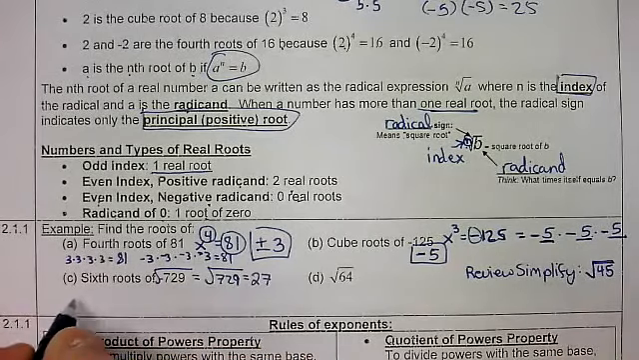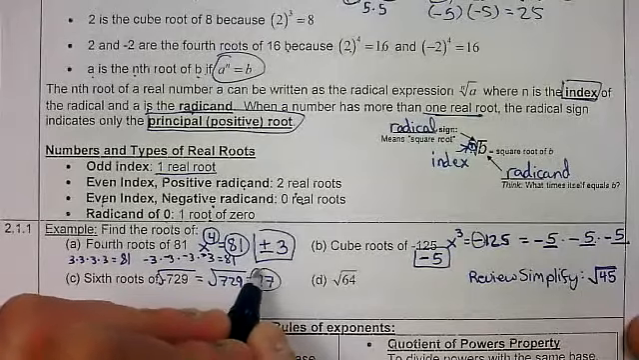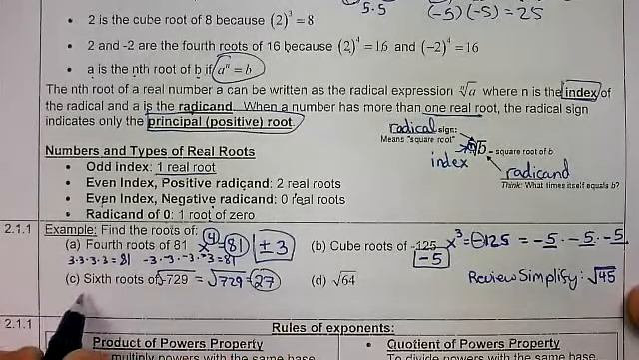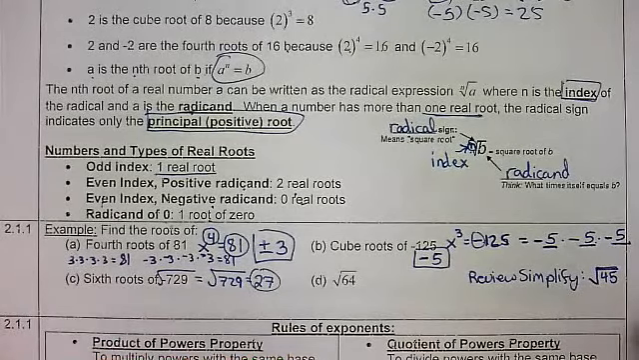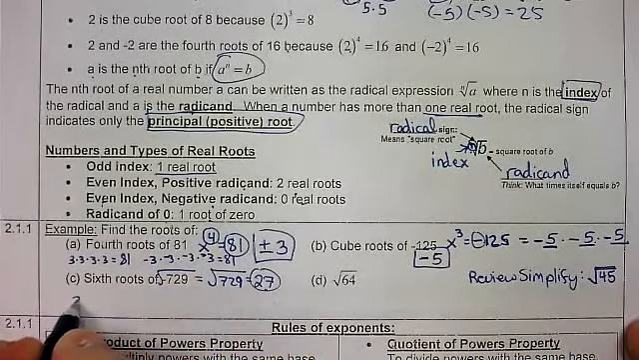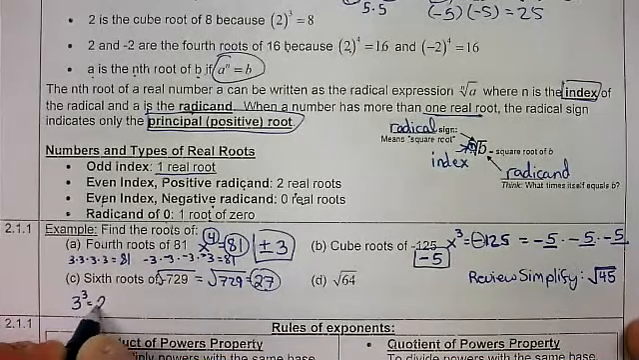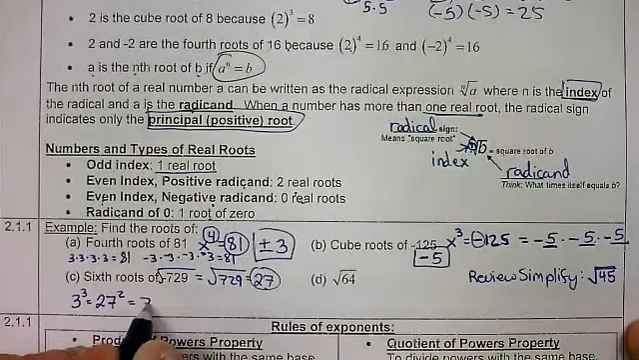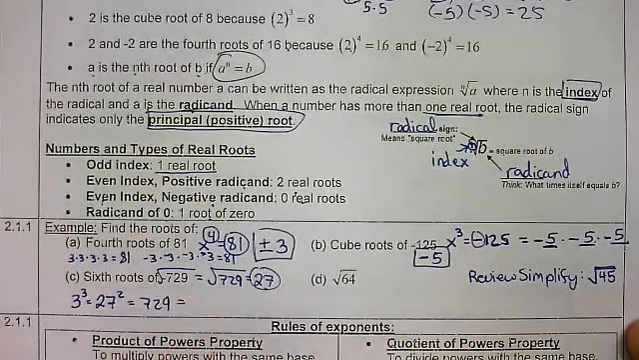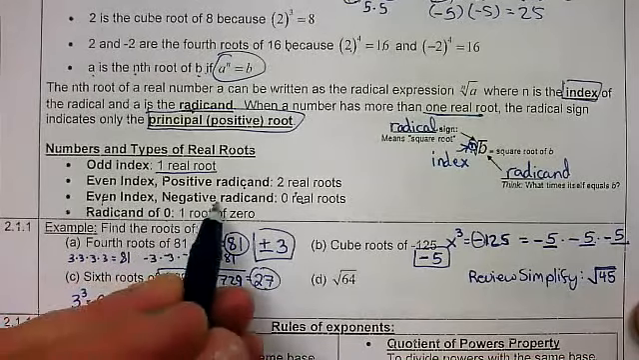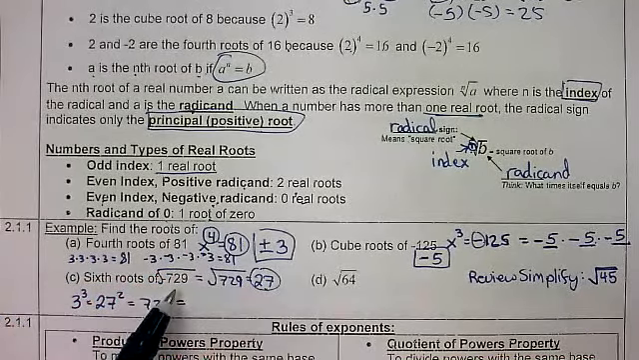So if I have 27, then I can start trying things. And as we work through these, you'll get a little bit better at seeing some patterns here. So 27: if I do 3 to the 3rd power, that gives me 27. And then 27 squared gives me 729.